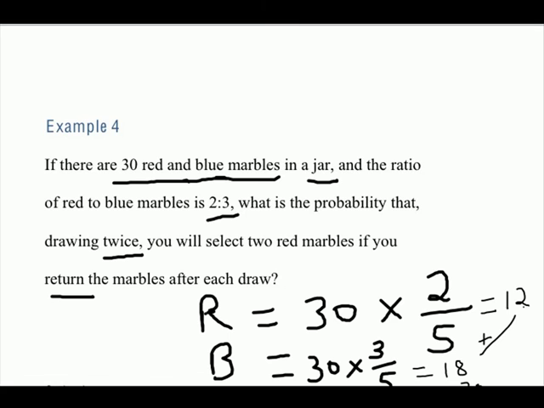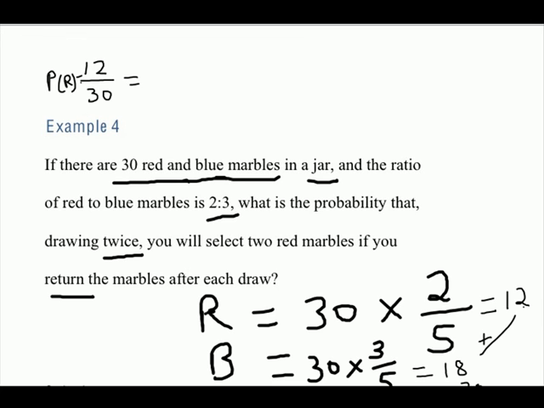So now the question asks me the probability of drawing a red marble 2 times. So let's look at the probability of drawing a red marble the first time. In this case, how many red marbles do we have? As we just calculated a while ago, we have 12 red marbles. The total number of marbles is 30. So this gives me the probability of drawing a red marble.